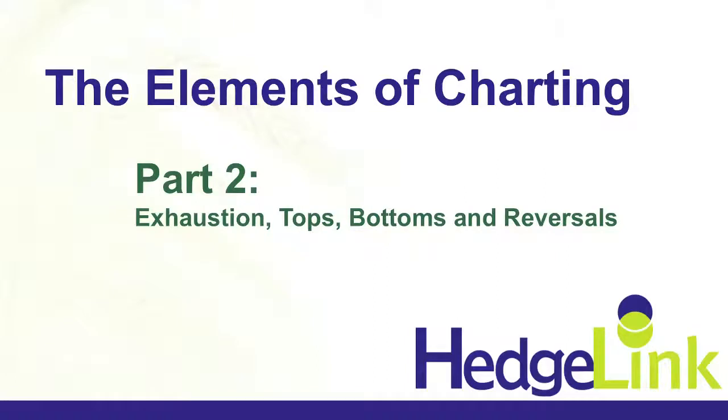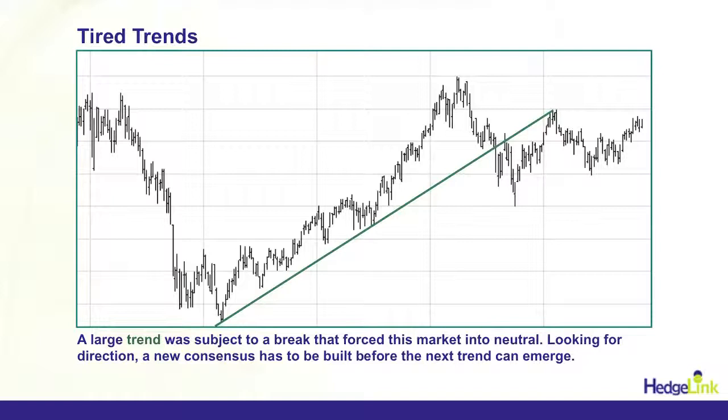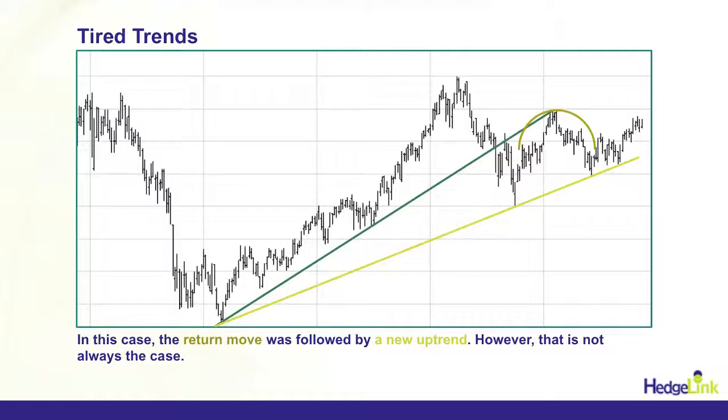The elements of charting. Part 2 is about exhaustion, tops, bottoms, and reversal patterns. As we said at the end of Part 1, a large trend was subject to a break that forced this market into neutral. Looking for direction, a new consensus has to be built before the next trend can emerge. So just a reminder, a trend break does not necessarily put you into a trend in the opposite direction. It means that the market has a new direction to search for and a new decision to make.